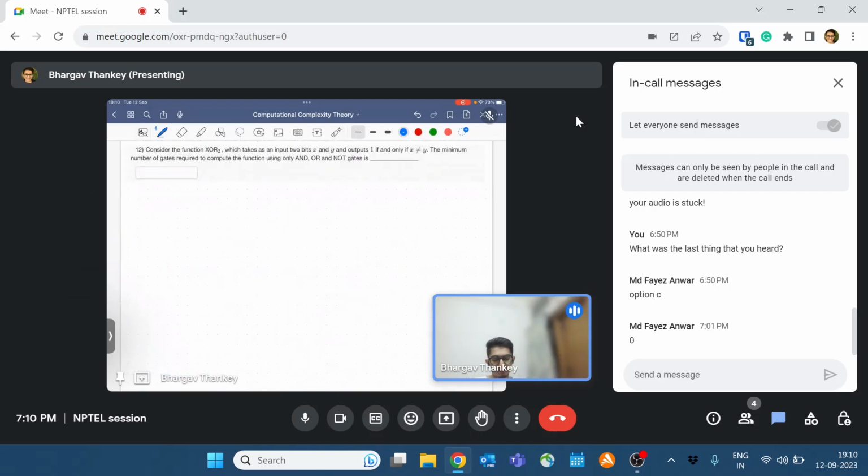So the next problem is the following. Consider the function XOR, which takes as input two bits x and y and outputs 1 if and only if x is not equal to y. What is the minimum number of gates required to compute the function using just AND, OR, and NOT gates? Would you like to take a guess what the minimum value is?